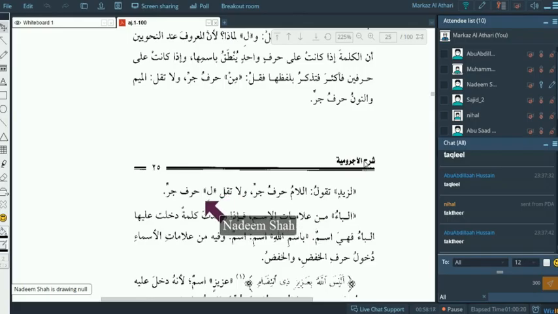Okay. لزيد تقول اللام حرف جر ولا تقول لي حرف جر.